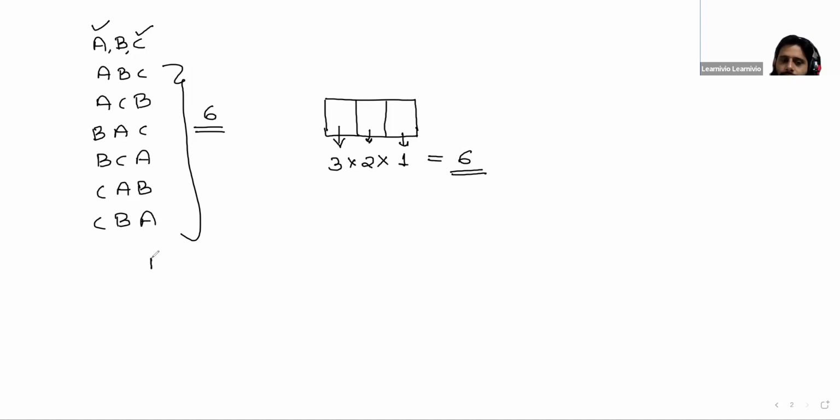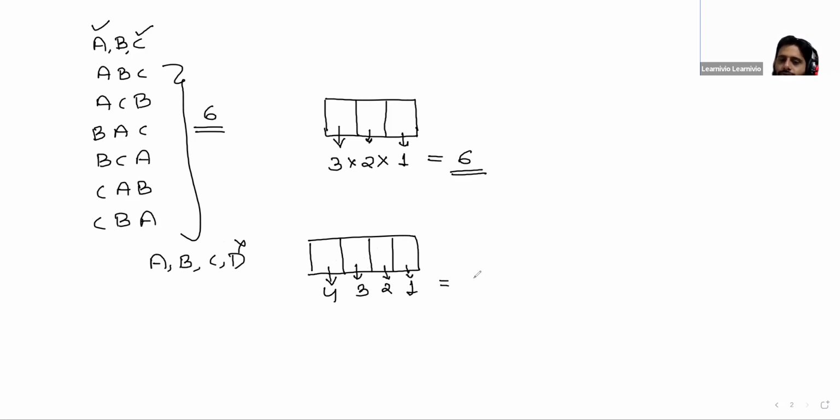Similarly, suppose we have these alphabets A, B, C, and D, and with the help of these 4 alphabets, we need to form a word. So Yusra, how many words can be formed with these alphabets? The first block has 4 choices. Second has then 3 choices. Next has 2 choices. Next has 1 choice. So 4 into 3 into 2 into 1 is 24.